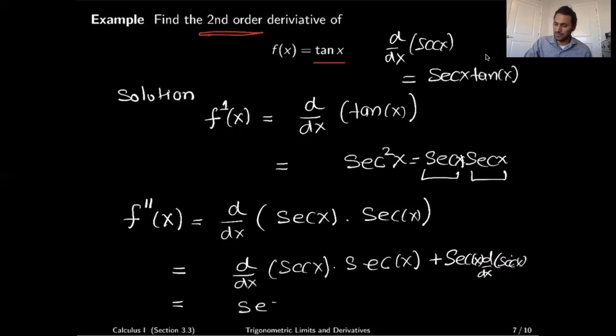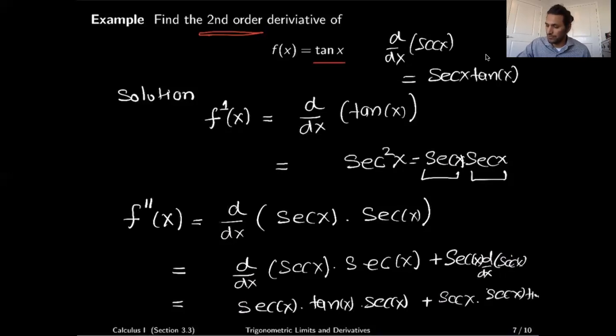So it's going to be secant x times tangent x times secant x, and then plus secant x times secant x and tangent x, which will be 2 times secant square x times tangent x. So this is the second order derivative of our function. This is my solution to that problem.